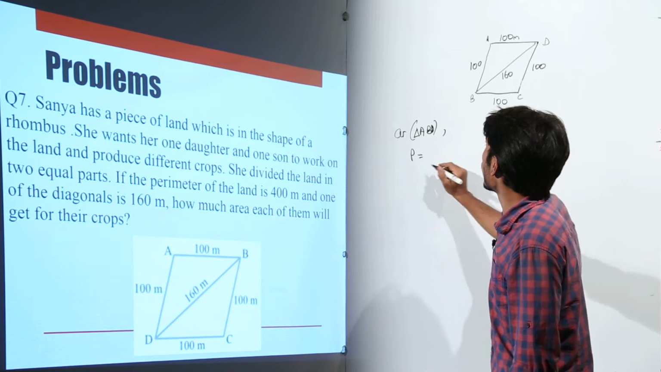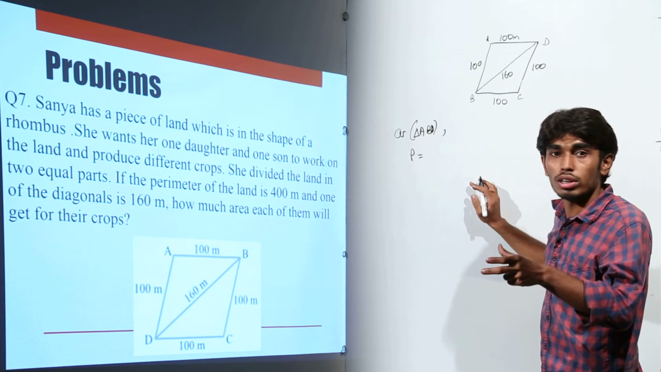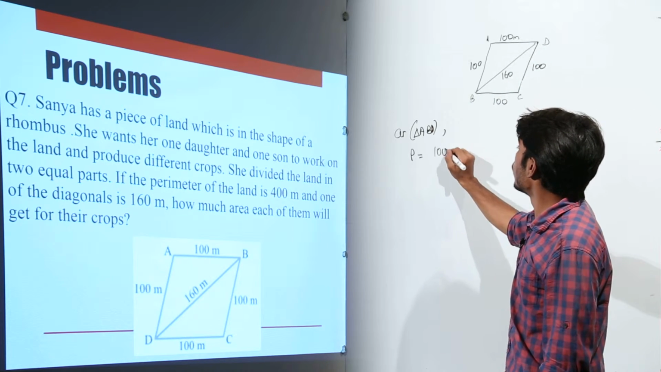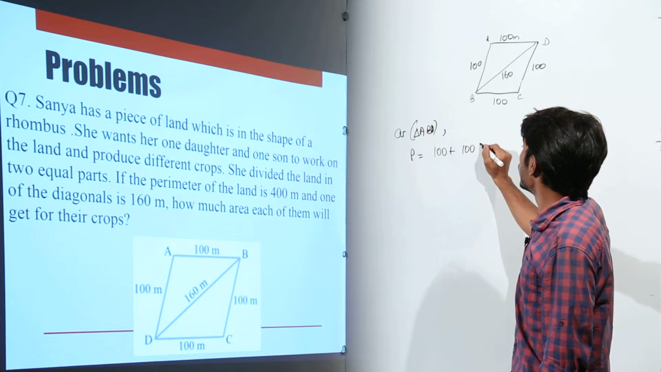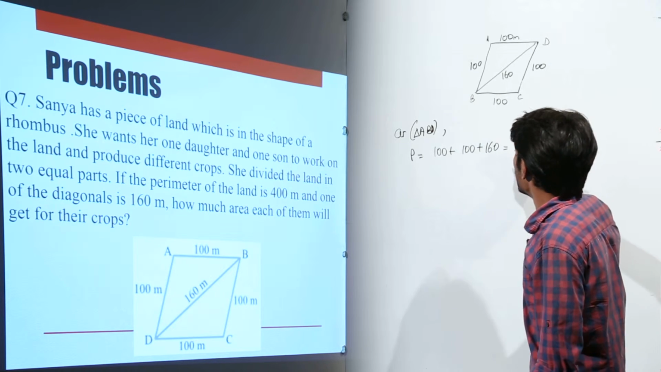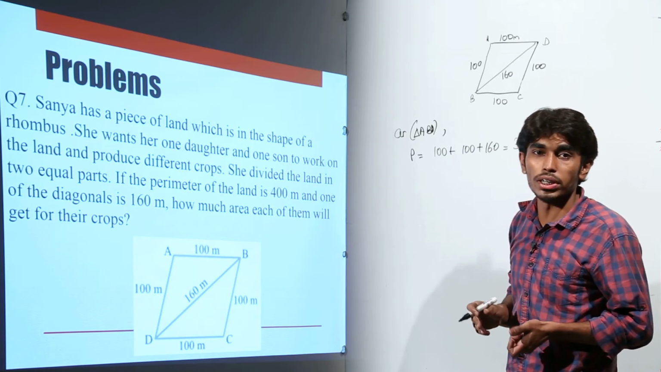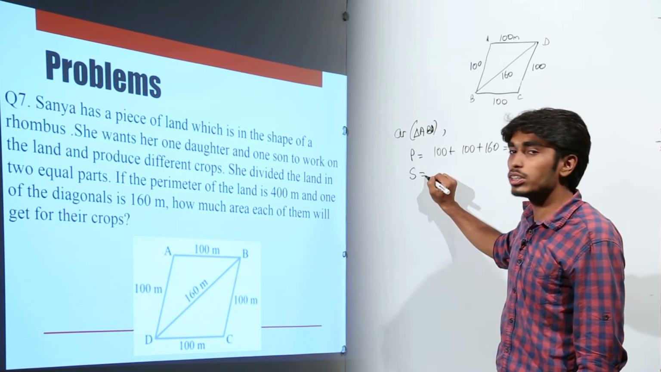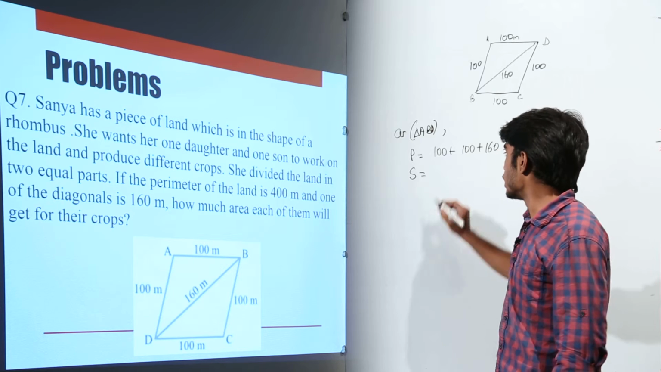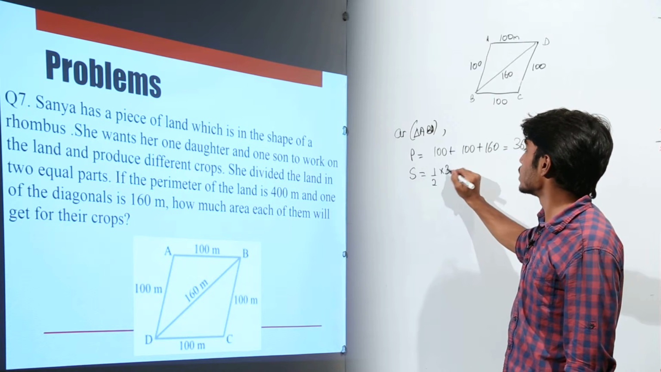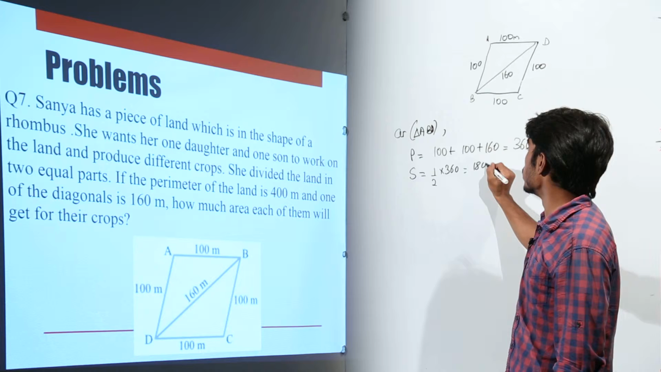The perimeter of the triangle ABD would be the sum of all the 3 sides, that is 100 plus 100 plus 160, which makes it 360 meters, as the dimension is in meters. Now the semi perimeter S would be half of the perimeter, that is half into 360, which is 180 meters.